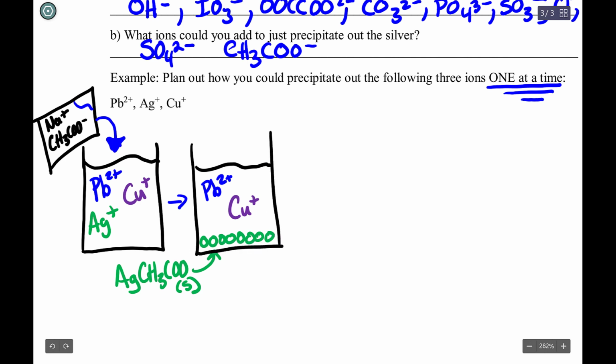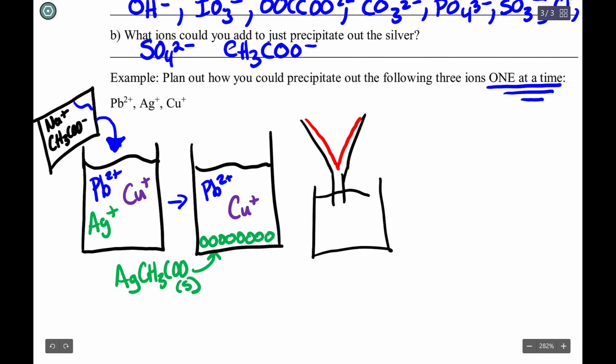So I have selectively precipitated out my silver. Then I would have to remove this solid from the beaker. So I'd set up a filtration apparatus with filter paper. I'd have a funnel, and inside of that I would have filter paper, and I'd put a beaker underneath it. Okay, and I would pour this solution in here, and it would drip through.